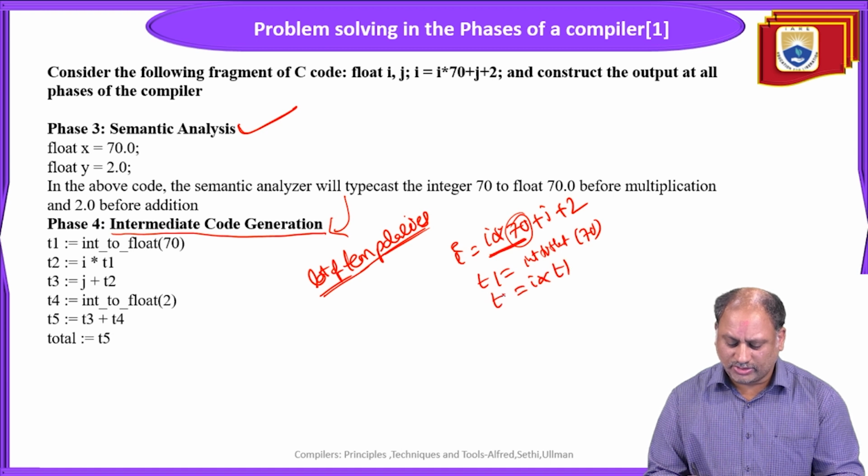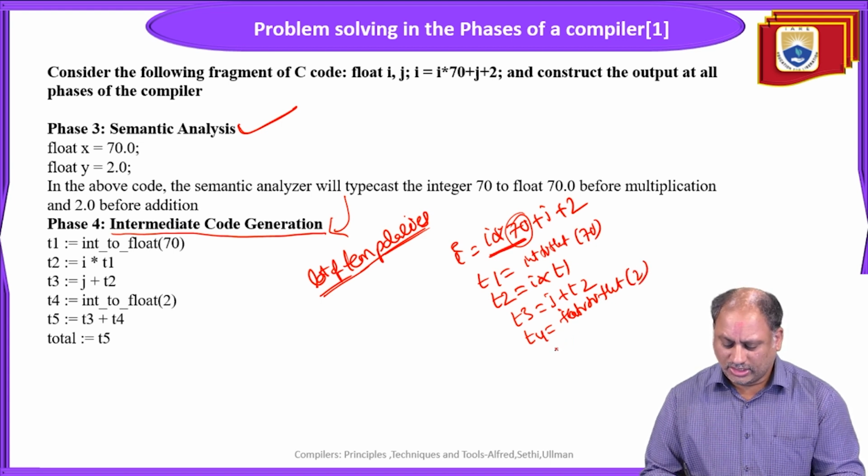So again we are going to take another temporary, T2. Now once again the 2 is to be taken as one more temporary, T4, float of 2, that is float point 2.0 we will get. Then from this we are going to get T3 plus T4. So what is T3? J plus T2. So T3 plus the float value, we are going to get the result assigned to a new temporary.